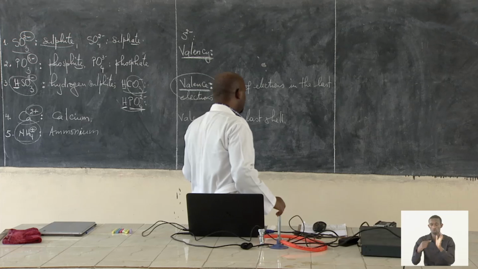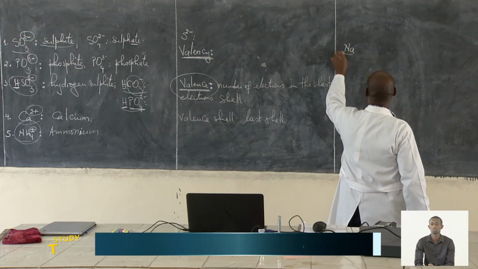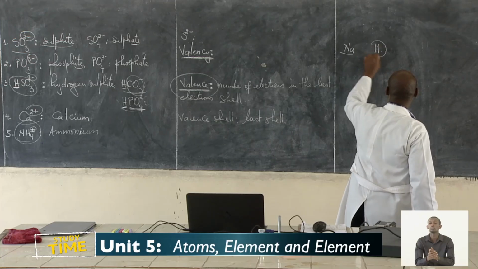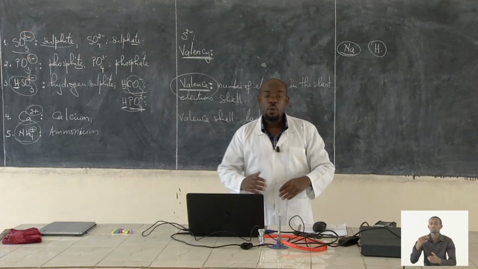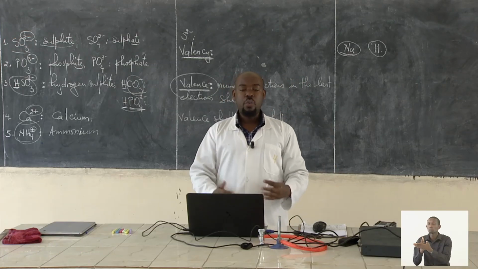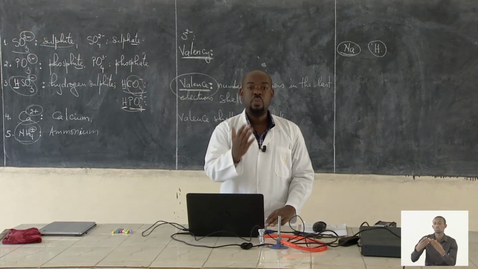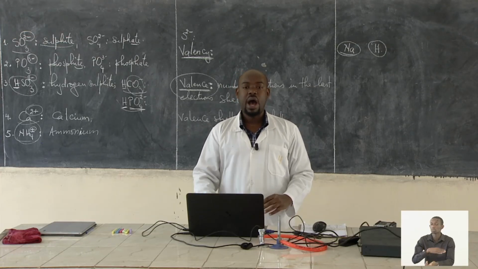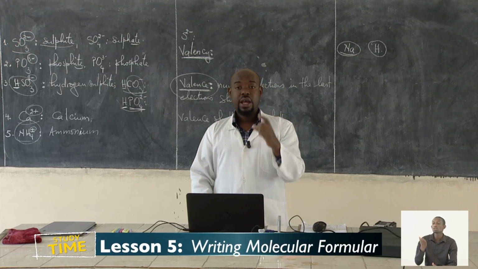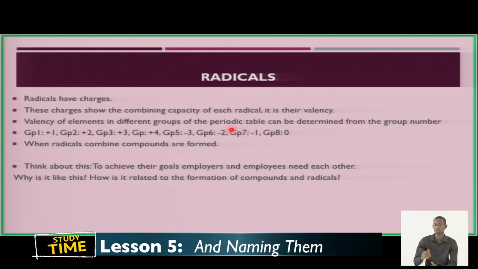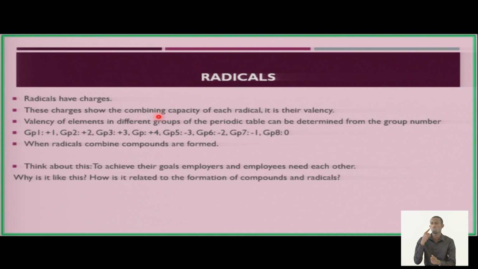For example, let me say that we have sodium. How many, for example, hydrogen atoms can combine with sodium? So how many particles can combine with a given particle we are considering? That is the combining capacity, and it is shown by valency. And valency can be determined for the radicals simply by looking at the charges.